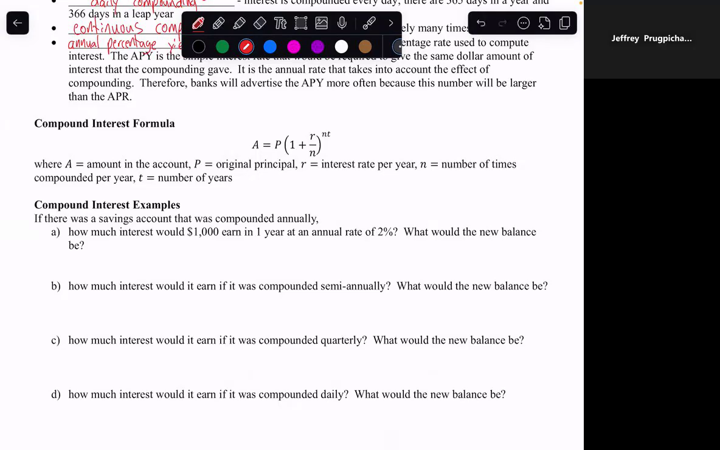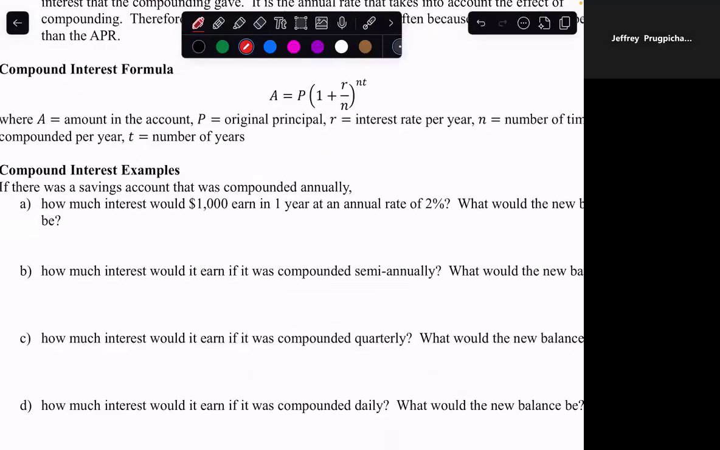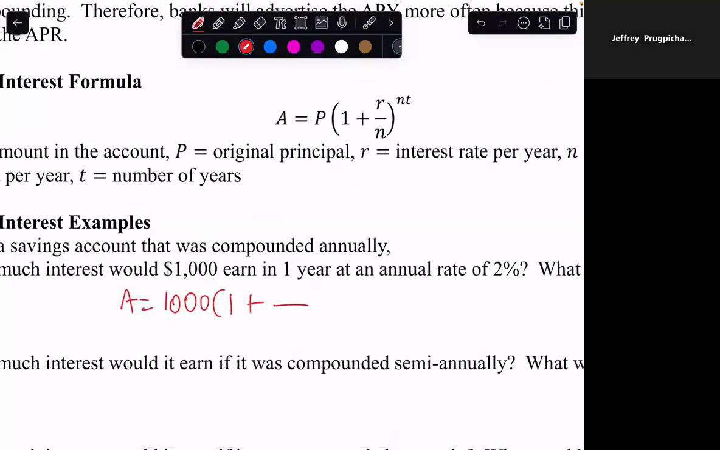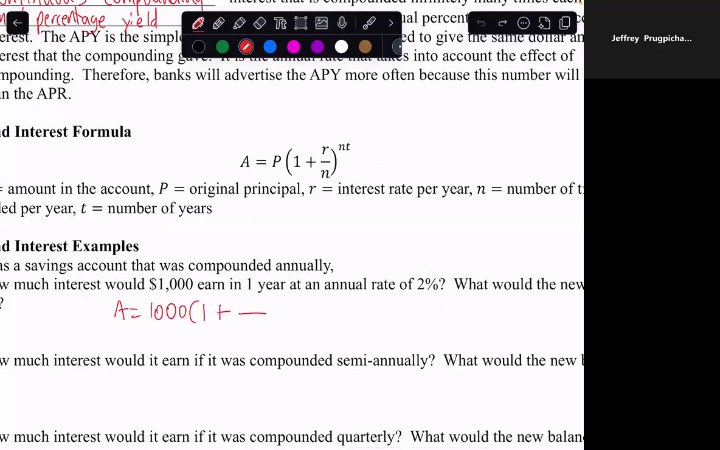All right. So notice for this situation, it's compounded annually. How much interest do you get in 1 year at an annual rate of 2%? Using the formula up here, the principal, the original amount, is 1,000. Then you have parentheses 1 plus the fraction r over n. R, the interest rate, is 2%, but in decimal form. When you move the decimal point twice, you see that it's 0.02.